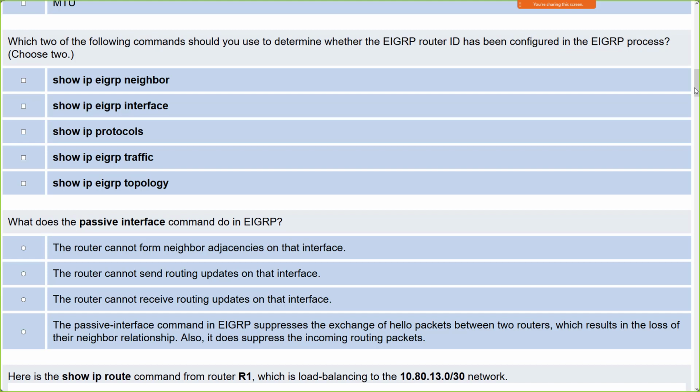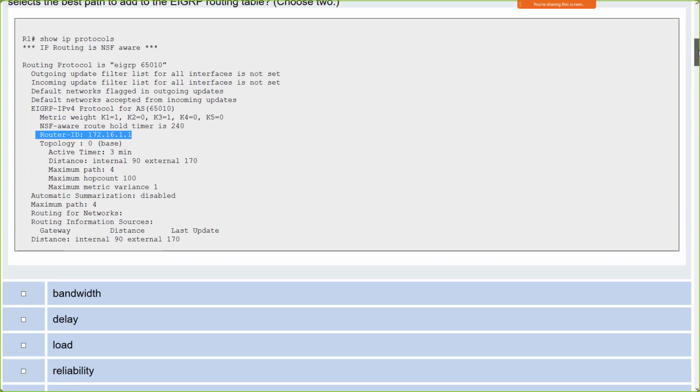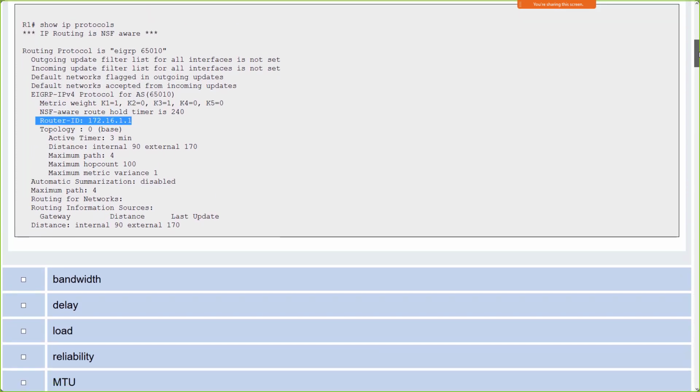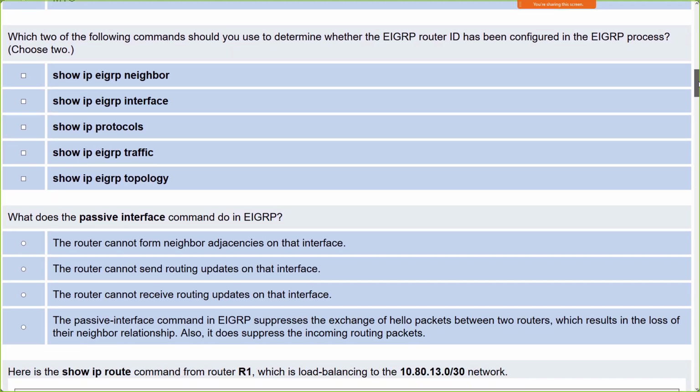So in this case, if I want to determine how the router ID was configured, I could certainly do it by running the show IP protocols command. In fact, we'll scroll up and take a look here. Oh yeah, here it is, sorry. Here's the router ID. Now it doesn't tell me how it was set. It tells me what it is, but that could have been manually configured or it could have come from an interface.